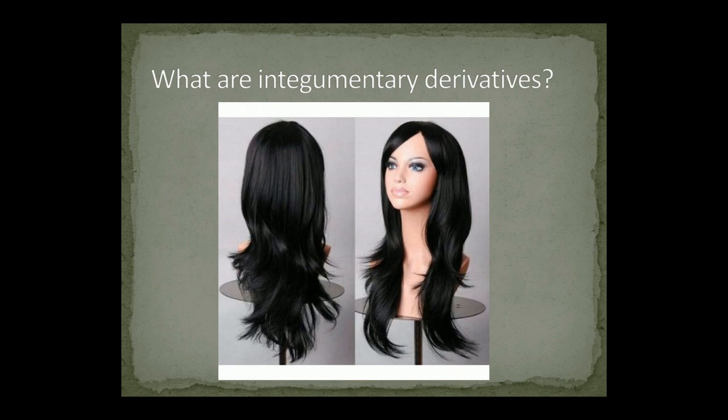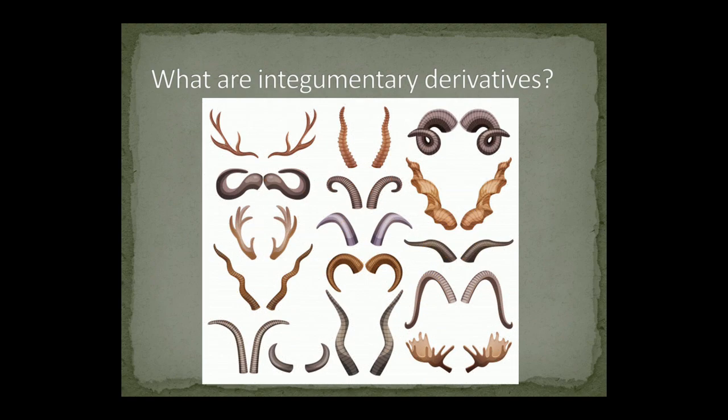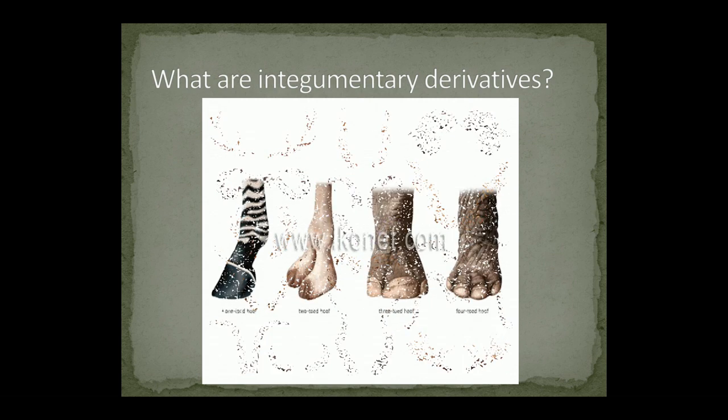Say for example, hairs are integumentary derivatives. In mammals, the mane of a lion is basically hair, or fur we can say, and these are integumentary derivatives. Horns are integumentary derivatives. Yes, they are integumentary, they are not skeletal, meaning they originate from your epidermis. Some horns are unbranched, some are branched, some are spiral, some are pointed. So we come across different types of horns.